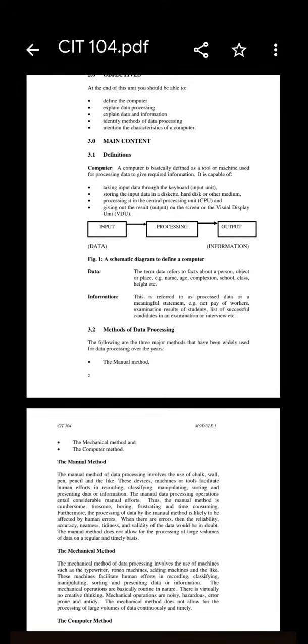So data are raw facts that have not yet been processed. They are going to be processed. For example, you say Thompson is 50 years old. He's doing computer science and his score is 75. That is what we call data, because that age and score have not yet been processed. It's not only me that they are going to get that information from, it's not only me that they have collected data from to process the information.